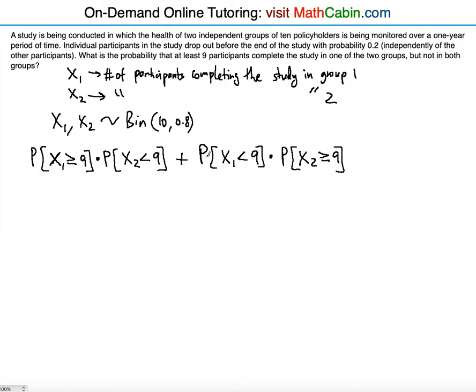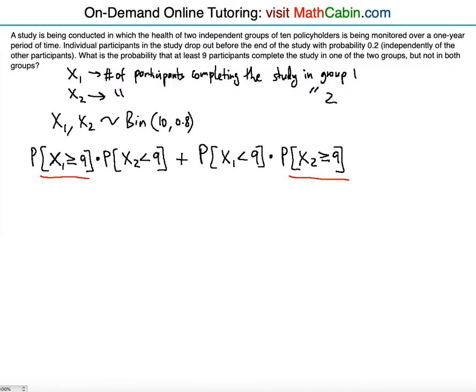completing the study, right? So these two cases, when added together, they satisfy the condition that we have to have at least 9 participants completing the study in one of the two groups, but not in both groups. So obviously here this group will complete the study, at least 9 will, and in the second case, this group, at least 9 will complete the study. And notice they're separate cases, that's why we're adding them. They can't happen at the same time. And we're not including the case when both groups have at least 9 participants completing the study, because the question says but not in both groups, right? So these are two cases that we need.